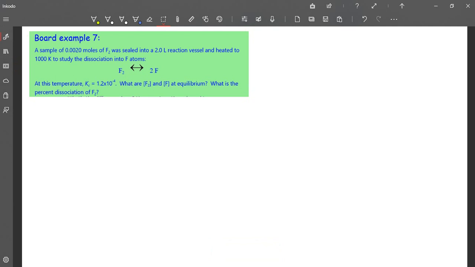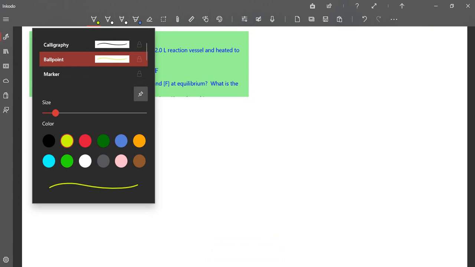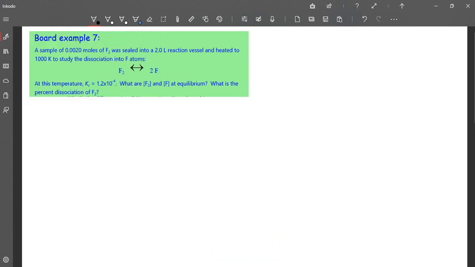Example 7. We have a sample of 0.0020 moles of fluorine gas that was sealed in a 2-liter reaction vessel, right? So we have moles, but we need to find out what concentration is. So we have moles, we have volume, right? Again, C is equal to n over V, and we can figure out what concentration is, right? And that's heated to 1000 Kelvin, right? Again, another reference to temperature, that's great, but we don't need that.